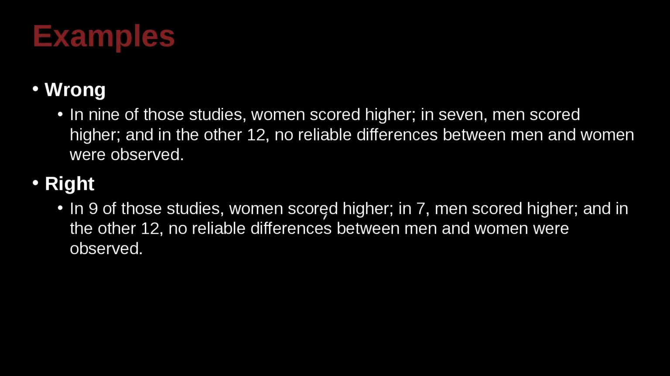In 9 of those studies, women scored higher. In 7, men scored higher, and in the other 12, no reliable difference between men and women was observed. So this is getting a bit confusing, isn't it? In this case, we're writing the spelling of 9, and then here we're spelling 7, and then here we're writing 12. So it seems like we're following the rule, right? This is because it's smaller than 10, this is because it's smaller than 10, and 12 is bigger than 10. But because it's in a sentence with many numbers together and we're comparing those numbers, in that case, you just want to write out the numbers and not spell them at all.